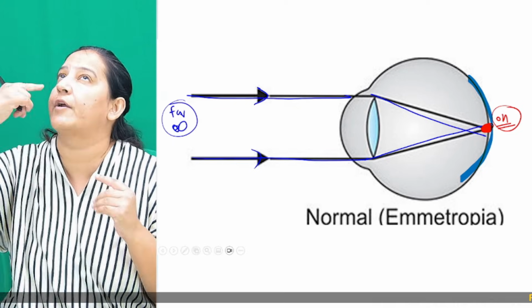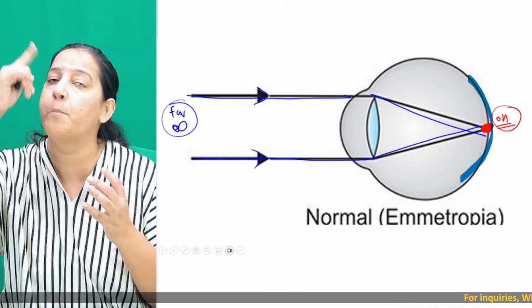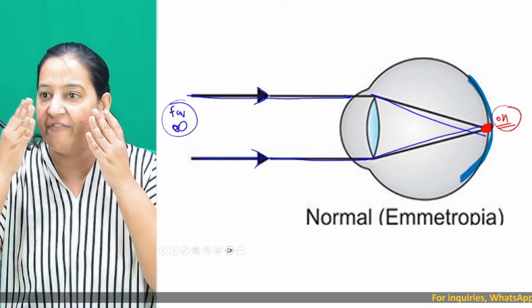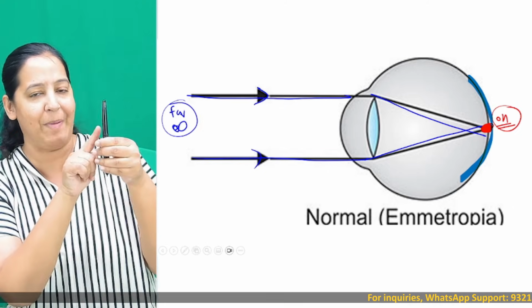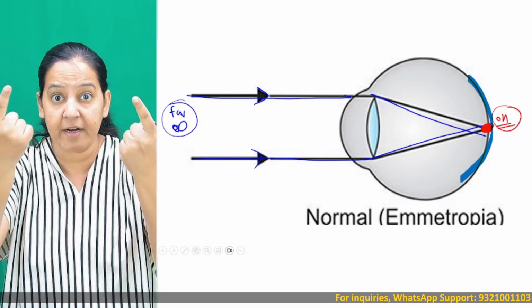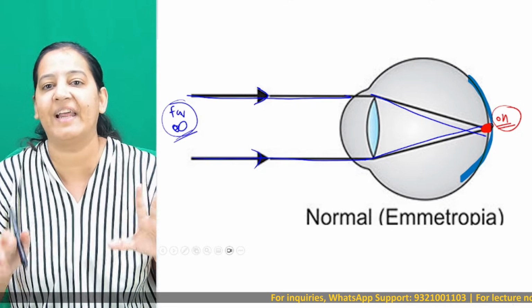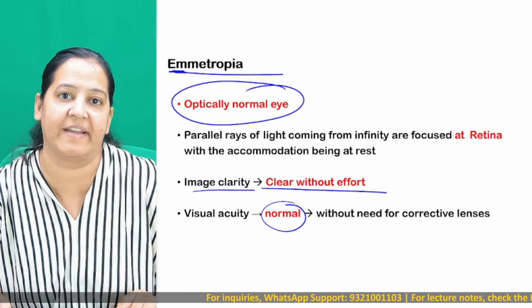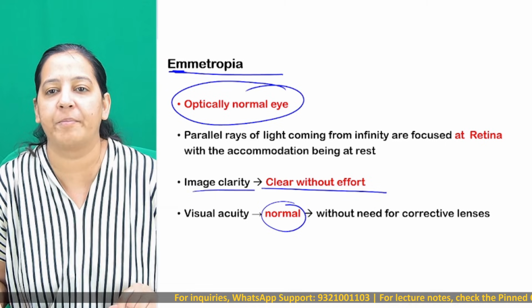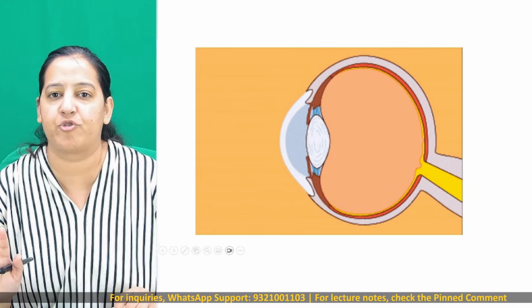Emmetropia means the parallel rays coming from infinity, when the object is far. I'm looking at a star or the sky, the moon. The object is far. I'm looking at a far object, a mountain or a tree. I'm not looking at this span. I'm looking far, so I will consider the rays are coming from infinity. My eyes automatically converge it on a point on the retina. This is the optically normal eye, at the retina. So this is emmetropia.